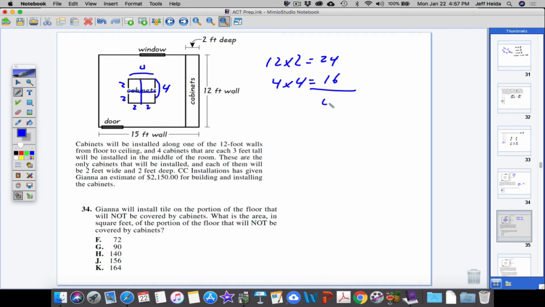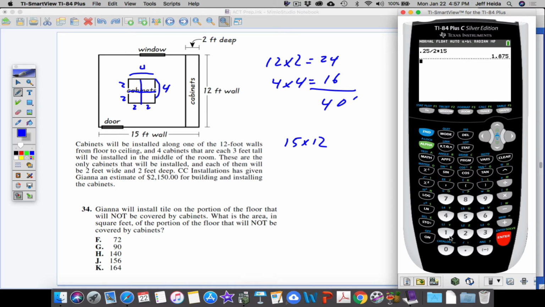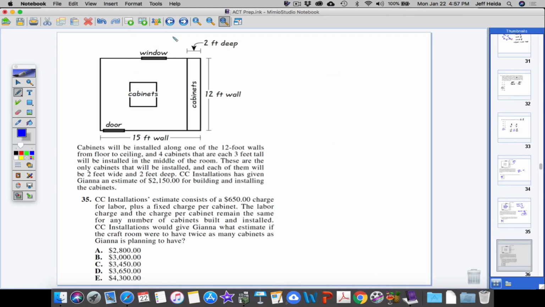So 40 feet of the floor space will have cabinets, so you won't tile those. So 15 by 12. Let's pull up the calculator. 15 by 12. Square footage of the room is 180 square feet minus 40. So there's 140 that you have to tile. 140 square feet.